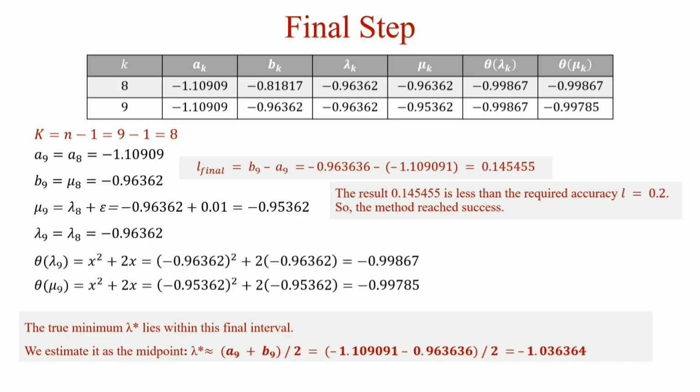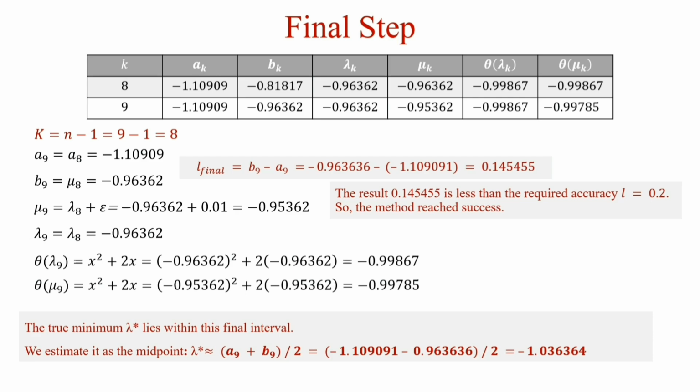Based on this comparison, the final uncertainty interval is selected. Next, the length of this final interval is checked against the required accuracy. Since the interval is now shorter than the prescribed tolerance, the stopping condition is satisfied and the algorithm terminates successfully.